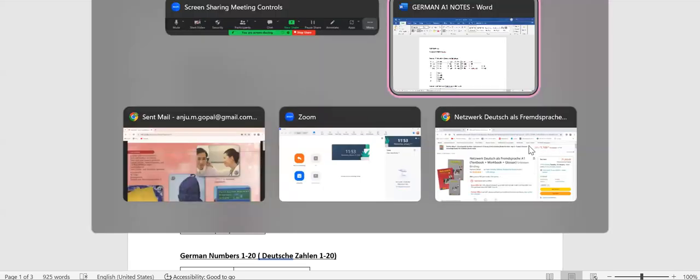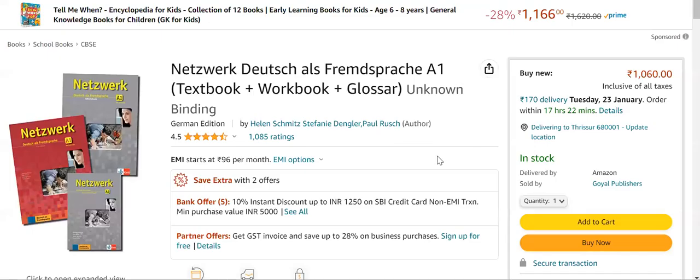We will be following the book which is called the Netzwerk Deutsch book. It has a textbook, workbook, and a glossar. You can actually buy this from Amazon. And in my sessions, I will be covering this red book, which is the textbook, or Kursbuch in German.